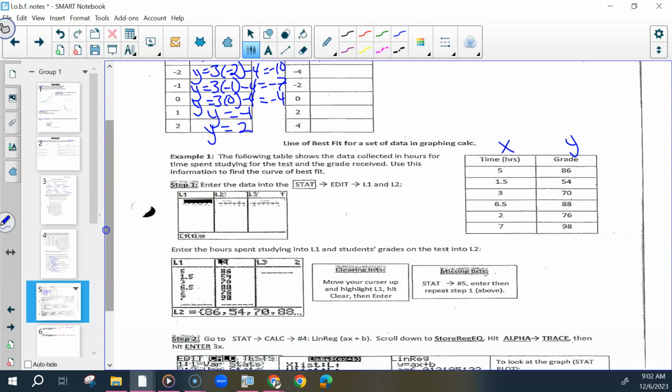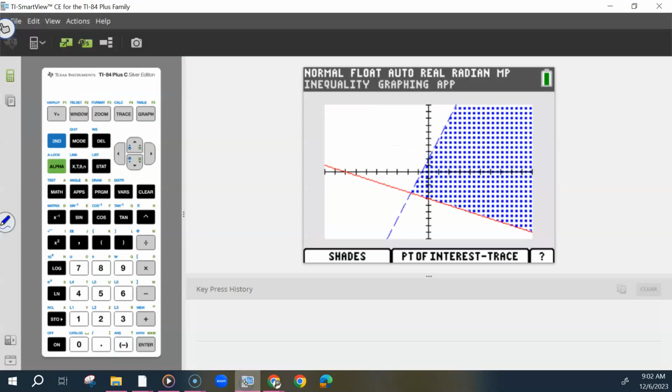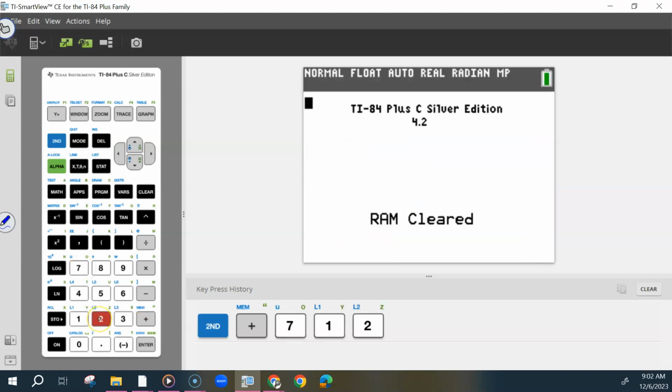Okay, so we're going to try this in the calculator first, and then I'm going to show you how to do it in Desmos. And after I show you both ways, you'll really have a choice. In the calculator, go ahead and reset it because everyone's been doing so many different things to it. Second plus 7, 1, 2. If you get lost at any step, all the steps that I'm saying are on your paper.